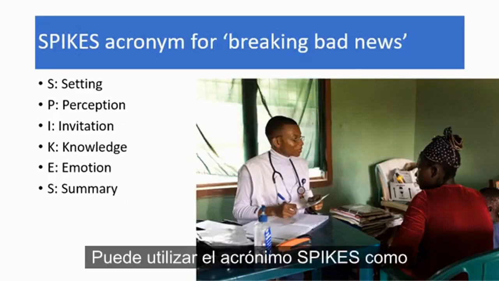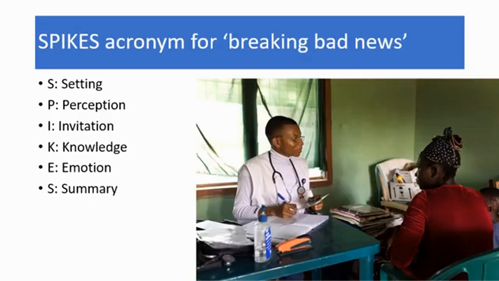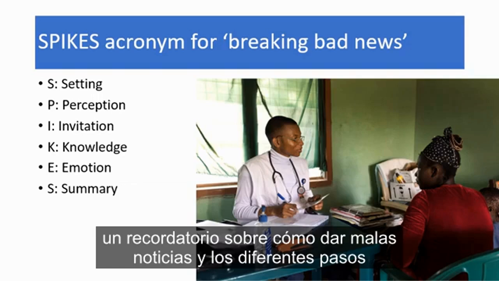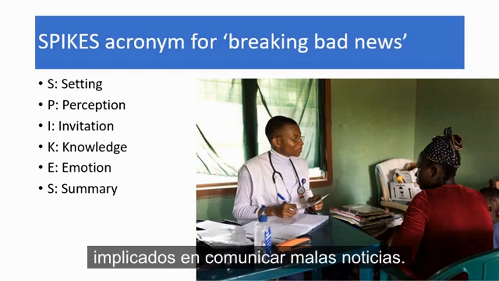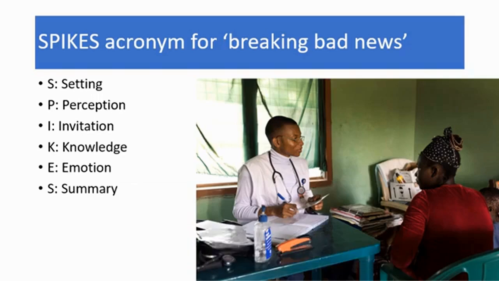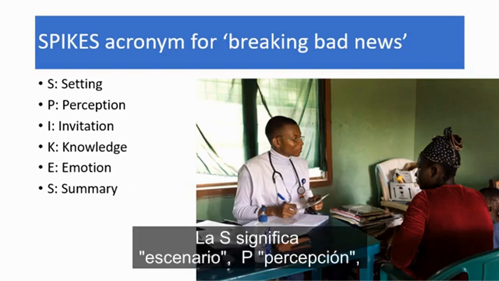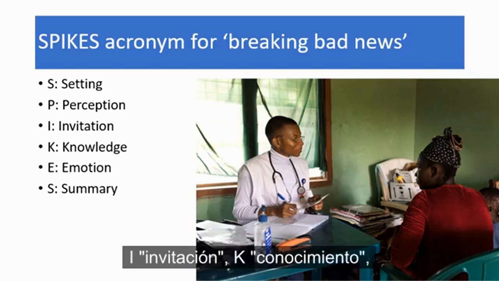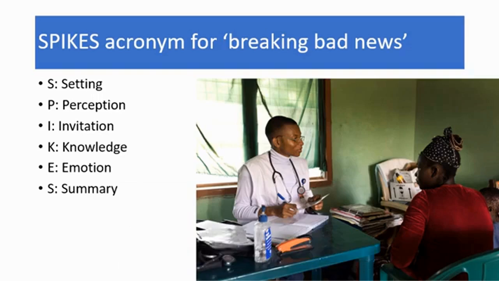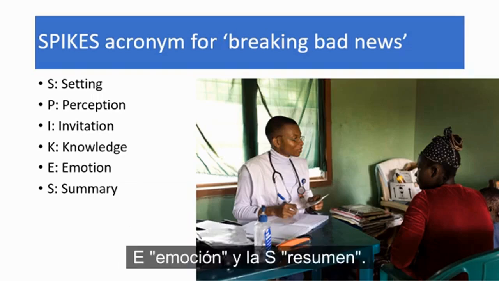So we can use the SPIKES acronym as a reminder for how to break bad news, of the different steps involved in breaking bad news. So S stands for setting, P perception, I invitation, K knowledge, E emotion, S summary.